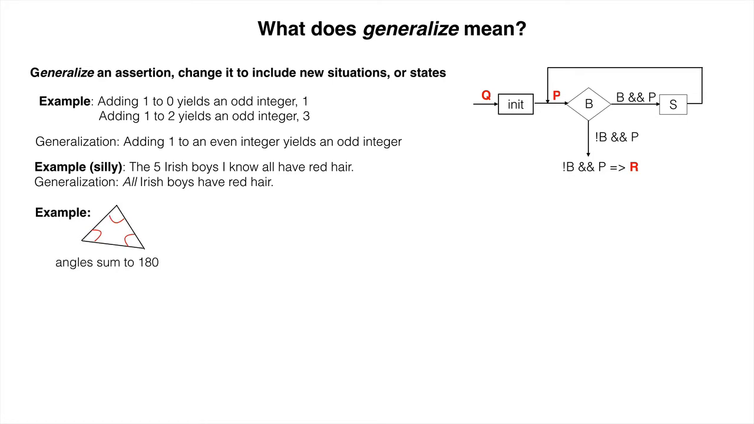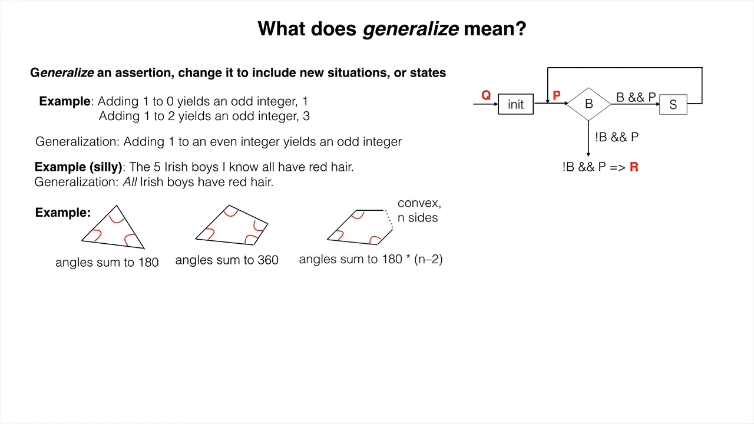The mathematician figured out that the sum of the angles of a 4-sided convex figure was 360 degrees. The mathematician then generalized these facts to the case of n sides. That mathematician saw a pattern, generalized, and proved the generalization.